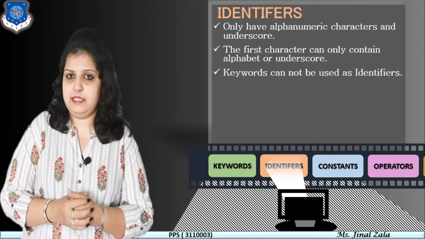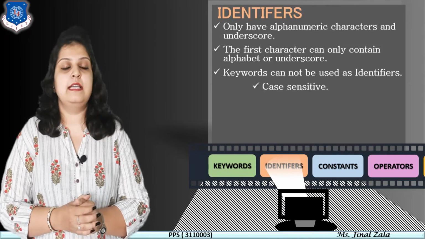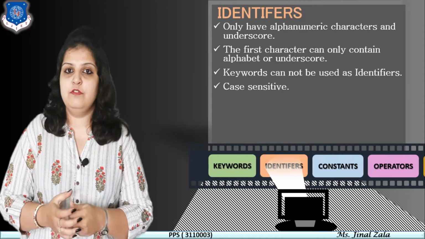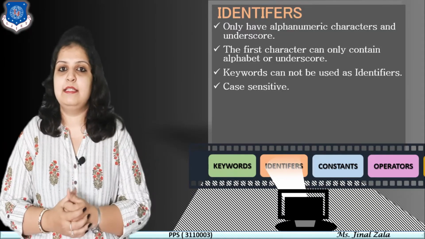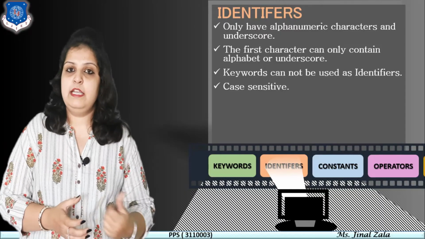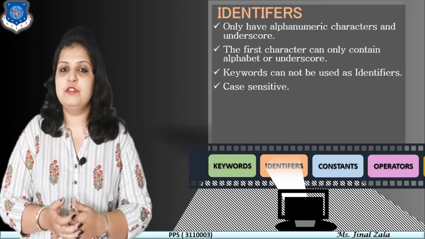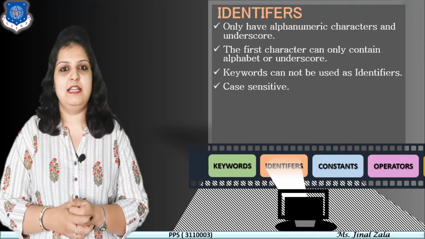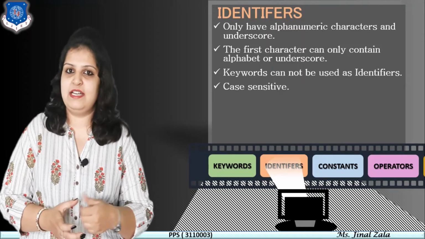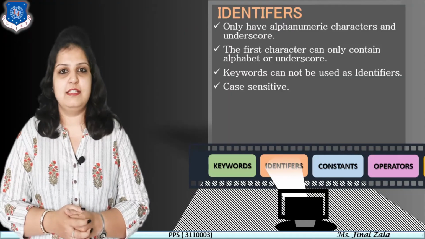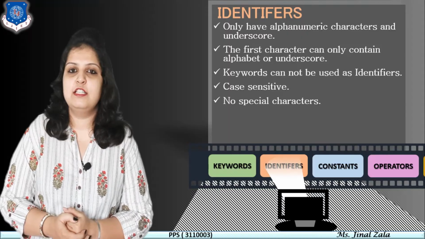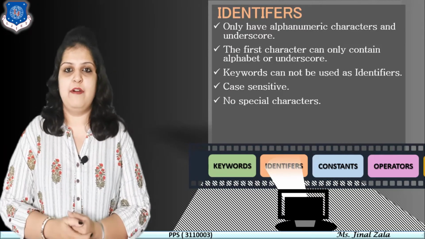So remember this thing. Then after that is case sensitivity. Why case sensitive? Because if you declare a capital A in the declaration part and in the execution part you use a small a, then it is not possible, because C is a case sensitive language and identifiers are also case sensitive. That's why.